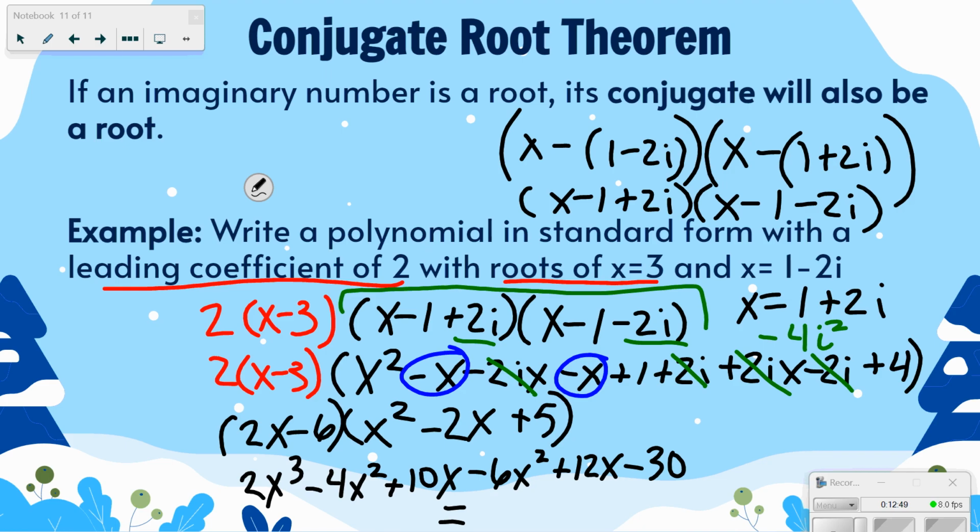Okay, so multiplying through, you get 2x cubed minus 4x squared plus 10x minus 4x squared plus 12x minus 30. What is our final solution after you combine your like terms? What'd you get, Mithra? 3x cubed minus 10x squared plus 22x minus 30. Awesome.